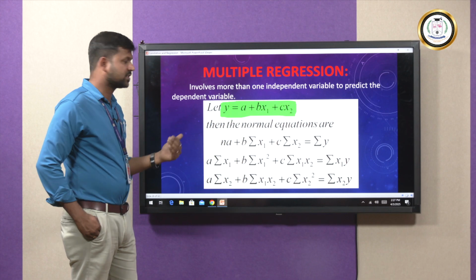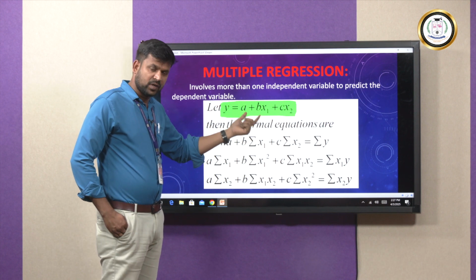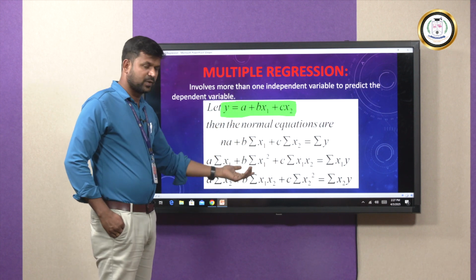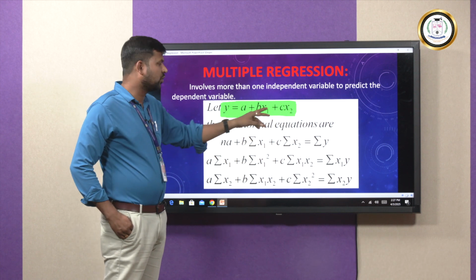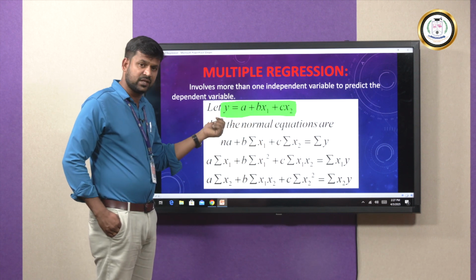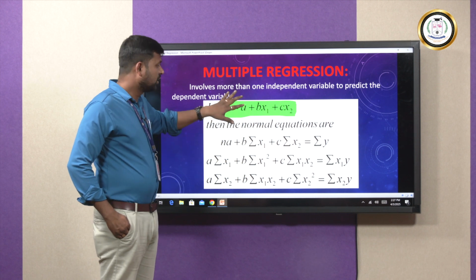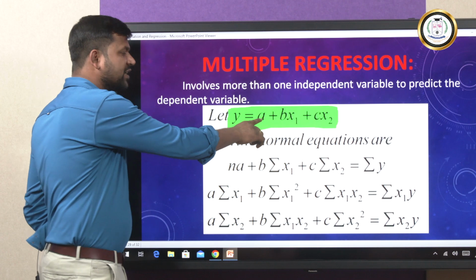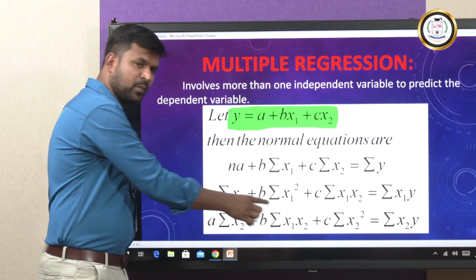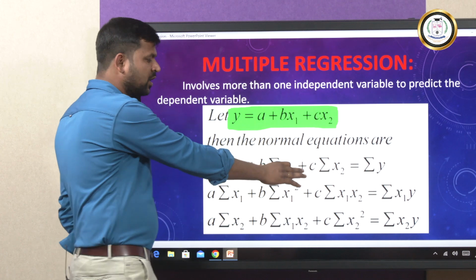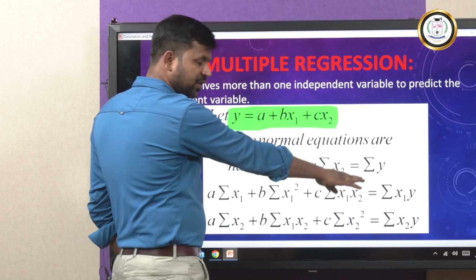So the process is, if this is your multiple regression equation, then its normal equations will be this one, just to find the unknown constants A, B, C. To find this, we are going to use the standard normal equations. This one is standard and this is its normal equations. Based on A, B, C, we construct the normal equations just like this: NA plus B summation x1 plus C summation x2 equal to summation y.